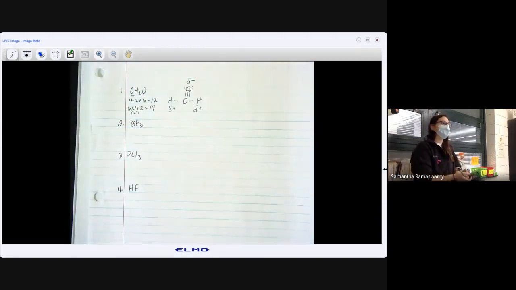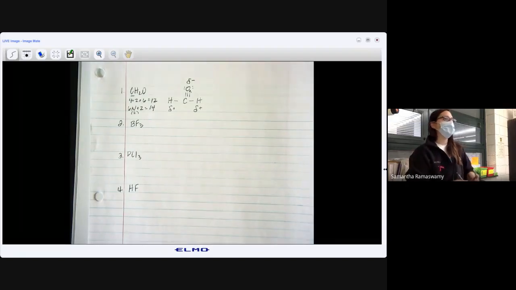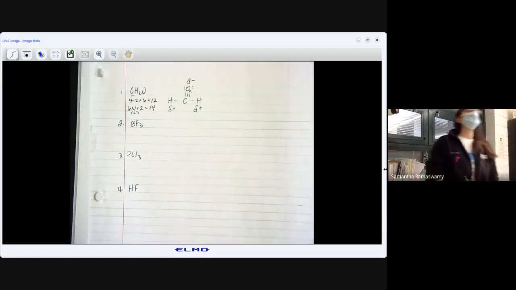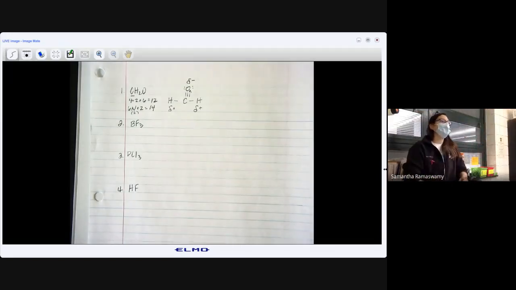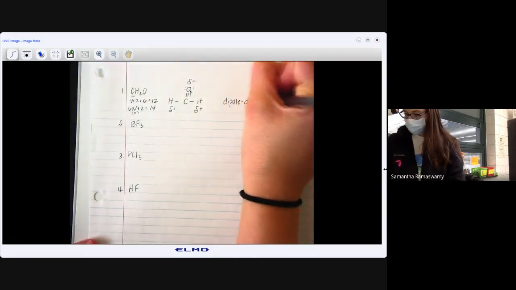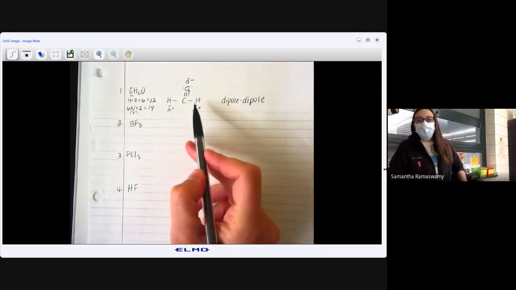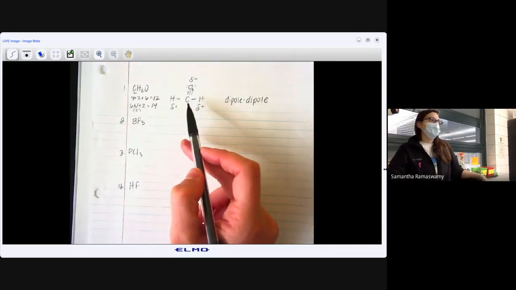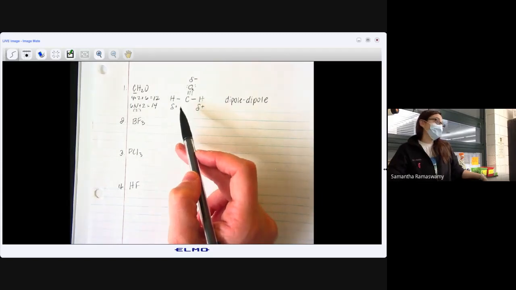The partial is really important. It's not full positive and full negative. Polar molecules do not carry full charges, only these partial charges. So if this is the Lewis structure, we now know that it's a polar molecule. What is one of the intermolecular forces that we would expect CH2O to exhibit? Right, dipole-dipole, because it's a polar molecule. Now, do we have hydrogen covalently bonded to N, O, or F? No, so it's not going to hydrogen bond.